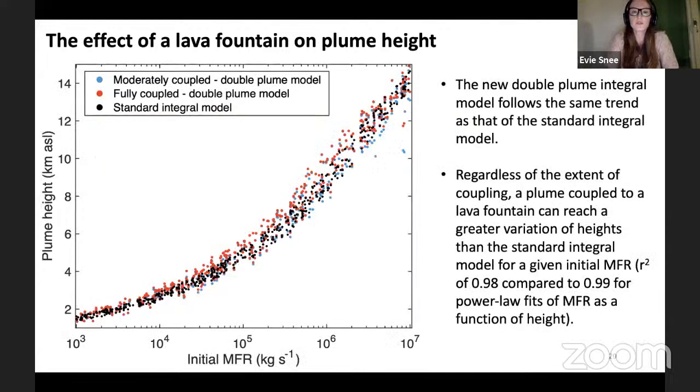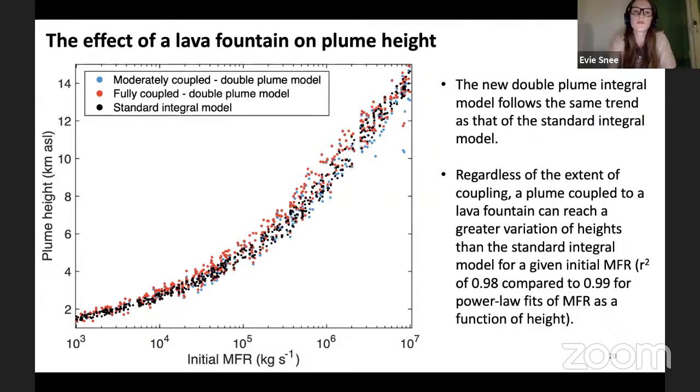So here are the results. On the x-axis, we have the initial mass flow rate. Just a note, when I'm talking about the double plume model, the initial mass flow rate refers to what's inside the inner plume, as well as what's out in the outer plume. And this is plotted against the plume height, so the final height the tephra plume reaches, on the y-axis.